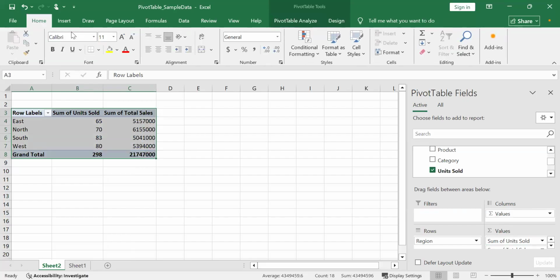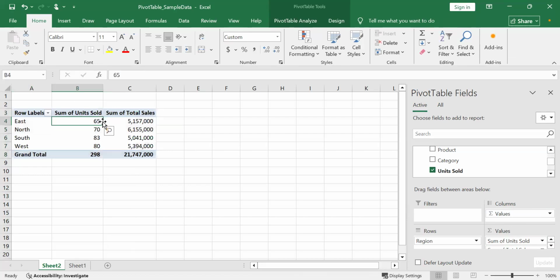So I have a summary of what is happening in the company by sum of units sold and sum of total sales. Now, on these ideals, let's take a look at some things. Right? Can you see what I was saying, guys? South sold 83, but what was their total sales? 5 million. North sold 70. What was their total sales?